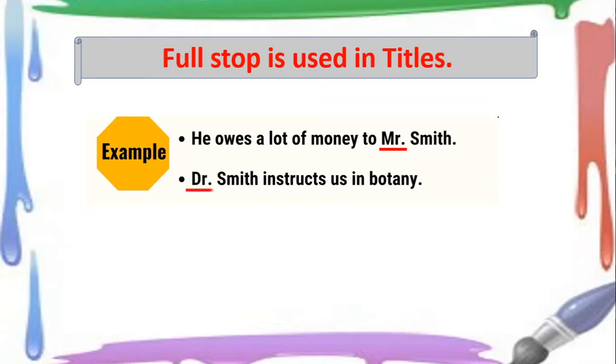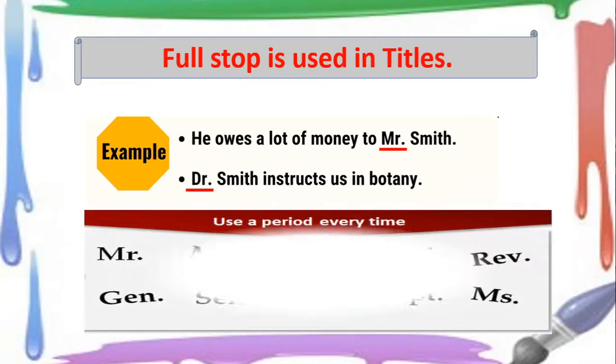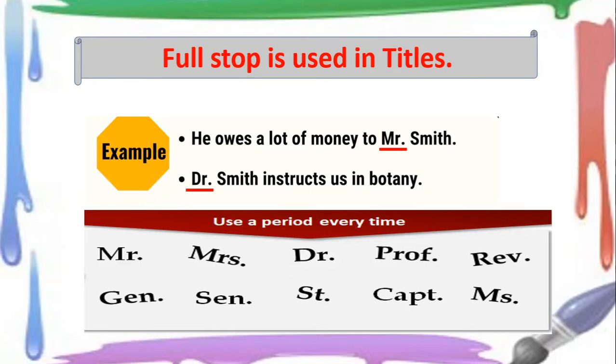Dr. Smith instructs us in botany. So see, doctor is a title over here. You can also call it an abbreviation or a short form, but we will look at it separately. Here, doctor is a title given to a person according to his profession. So Dr. Smith instructs us in botany. You use a period after titles like this: Mr., Mrs., Doctor, Professor, Reverend, Captain, Saint, General, etc. So the very first use of full stop is that we use it in titles.